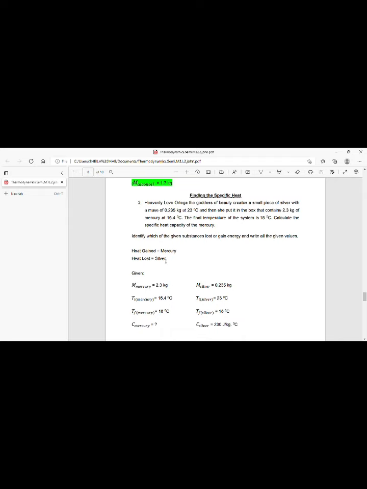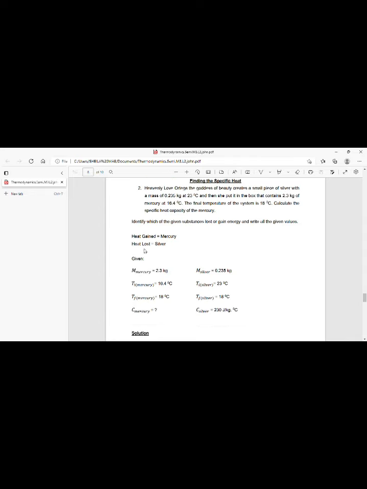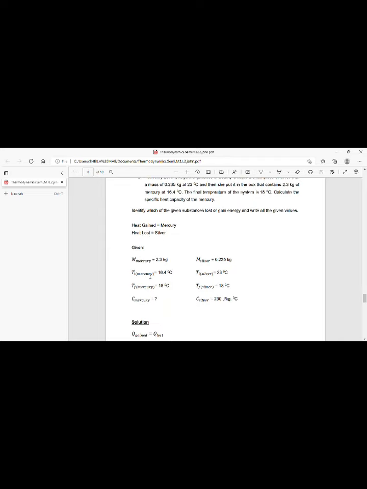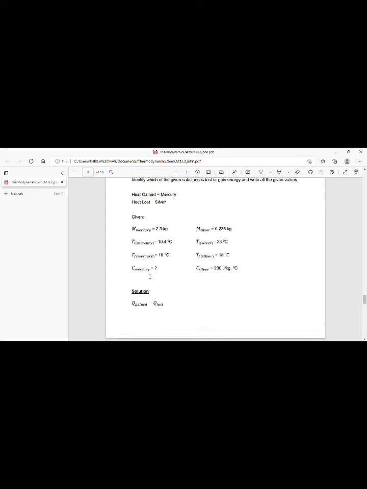Then same, finding the given substances, which of them lost or gained energy. Heat gain, mercury; heat loss, silver. Given the mass of the mercury is 2.3 kilogram. Initial temperature of the mercury is 16.4 degrees Celsius. Final temperature 18 degrees Celsius. The missing here is the specific heat of the mercury.